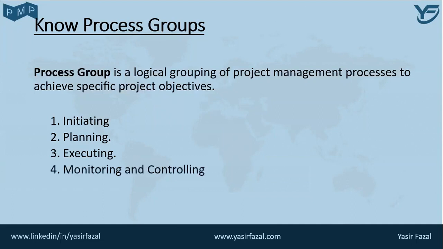Next one is monitoring and controlling process group. Those processes that are required to track, review, and regulate the progress and the performance of the project, identify any areas in which changes to the plan are required, and initiate the corresponding changes fall into monitoring and controlling process group. Fifth one is closing process group. Those processes performed to formally complete or close the project, phase, or contract. In case of failure or success, they will fall into the closing process group.